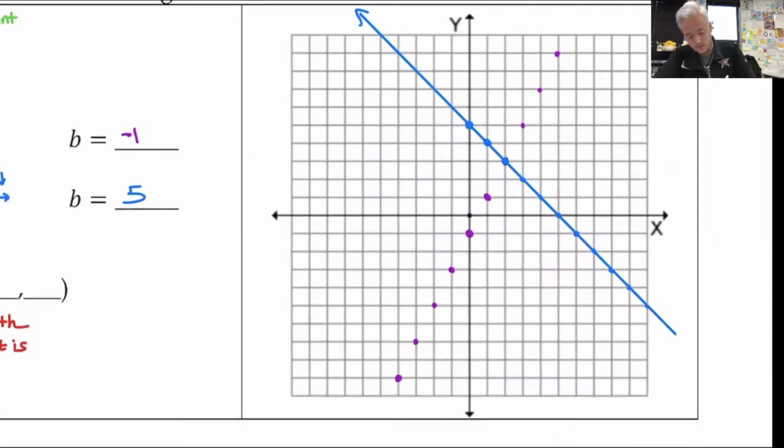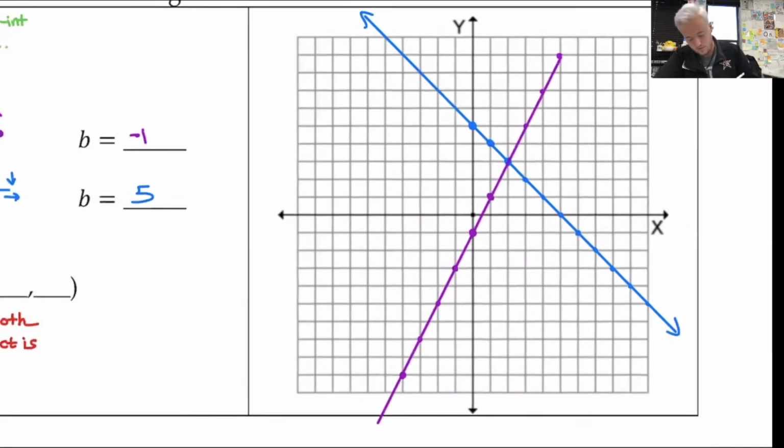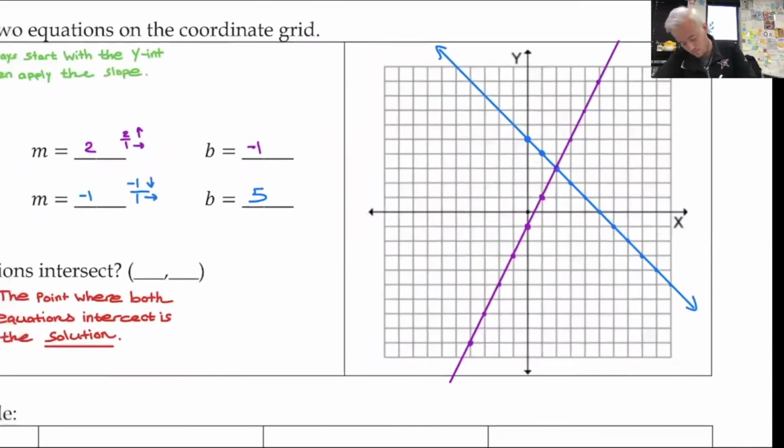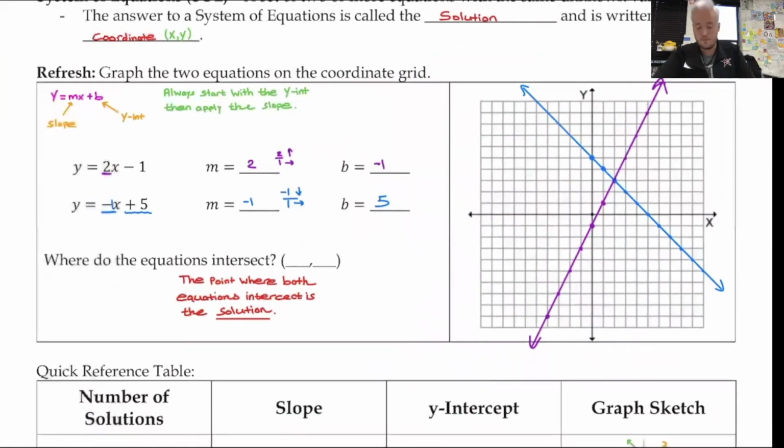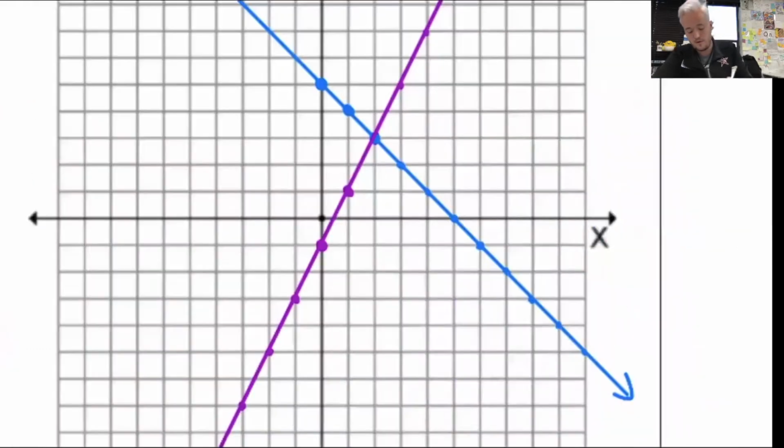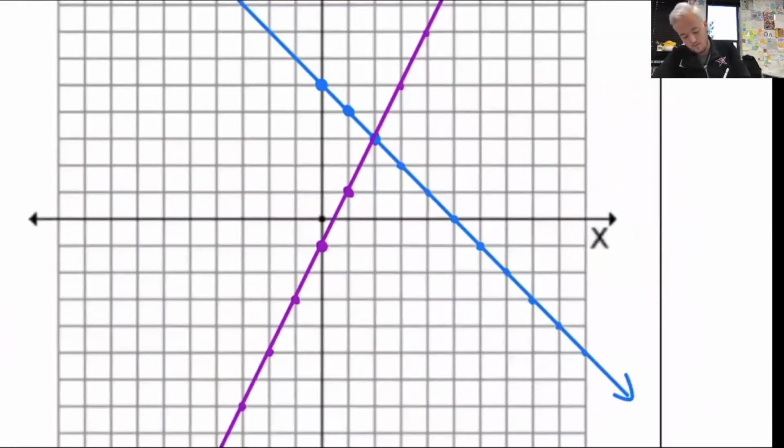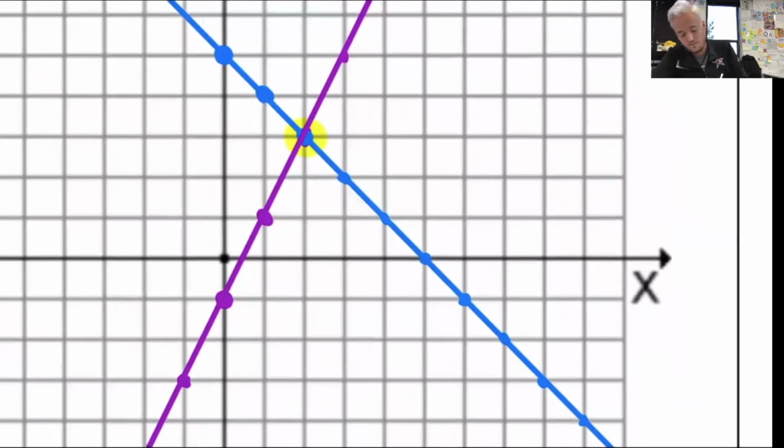I'm going to draw and extend my line. Now I need to draw my purple line, with arrows, there we go. I'm really focusing on the point of intersection. The point of intersection right here, this is what we're going to call the solution.